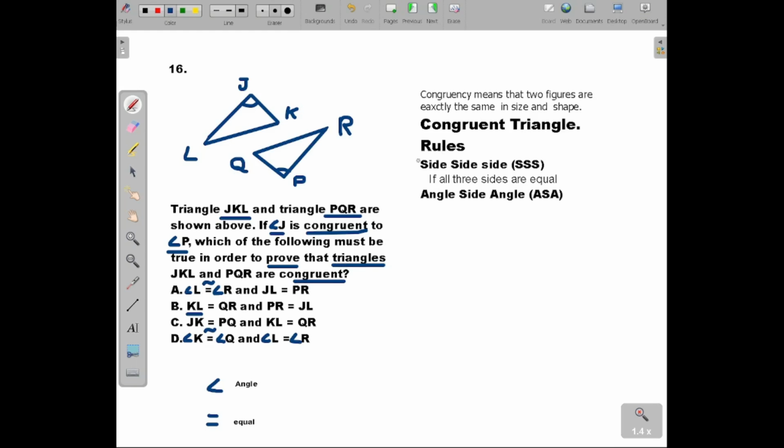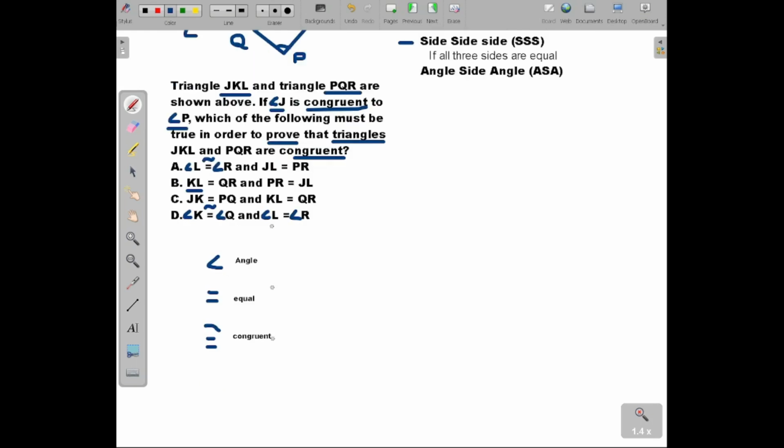There are some rules to determine if a triangle is congruent. For example, we have the side: if all sides are equal, which in this case we cannot know. But first, let's see the symbols. This that looks like a less than means angle. This is equal. And this is congruent, like this one.